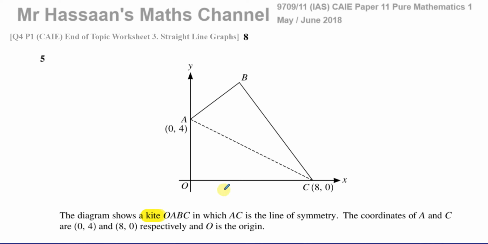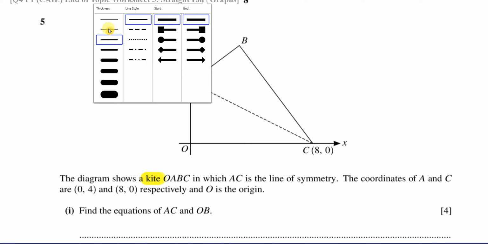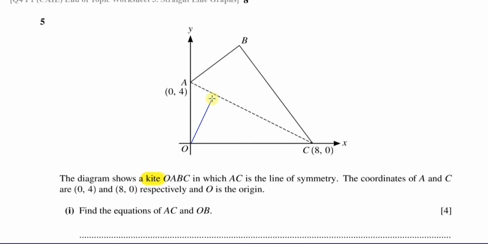All right, and the coordinates of A and C are given as (0, 4) and (8, 0) respectively, and O is the origin. They've told us to find the equations of the line AC and the line OB. So the line OB would be a line that connects O and B, and we can see from this diagram that this line OB is basically the other diagonal of this kite.